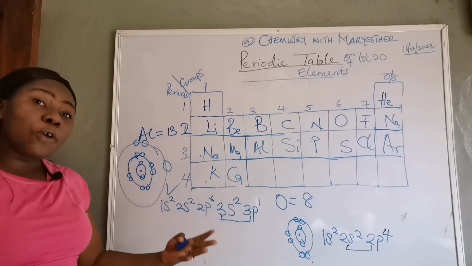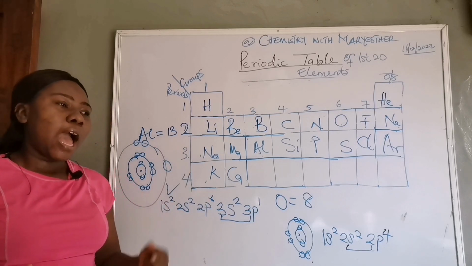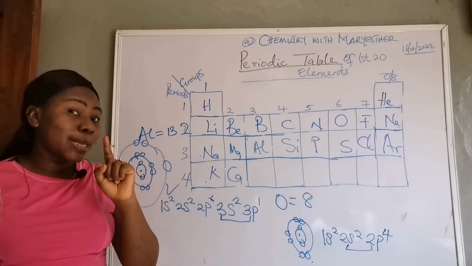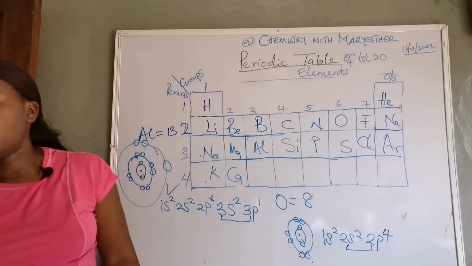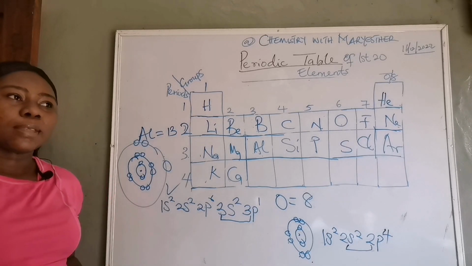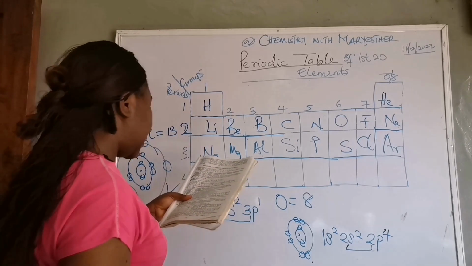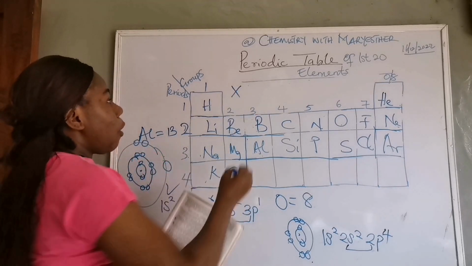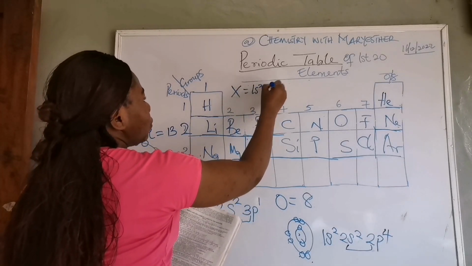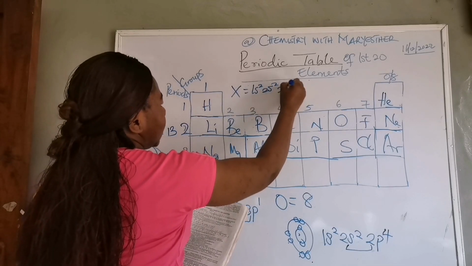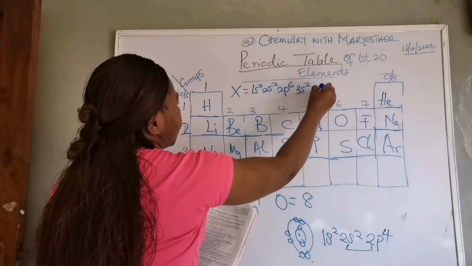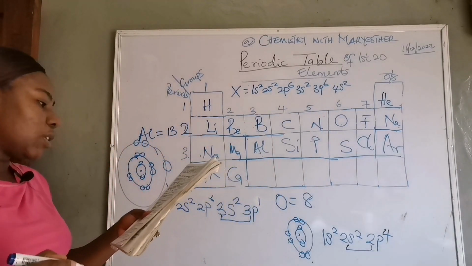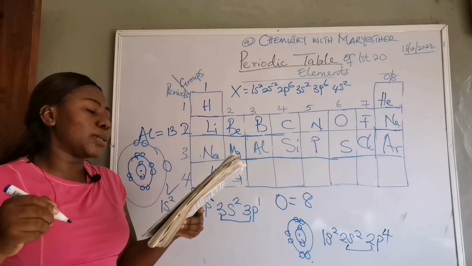Now, for the purpose of understanding this lesson, I'm going to pick a question from WASSCE 2006, question 6, and please try it out. Now, the question says, an element X has configuration of 1s2, 2s2, 2p6, 3s2, 3p6, and 4s2. So then the question is, to which group of the periodic table does X belong to?